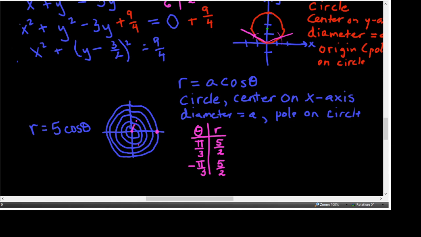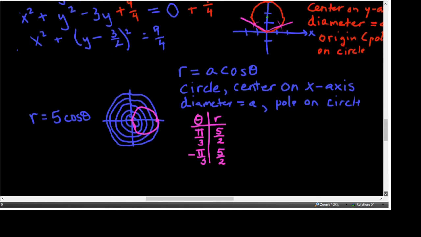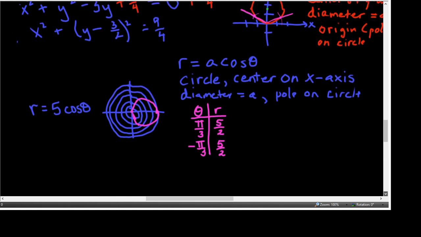So I'm going to graph through those points and try to make it look circular. Do the best you can. You're going through those points and making a circle. Like that. And so that's how you can graph r equals a sine of theta or r equals a cosine of theta with a lot of ease.